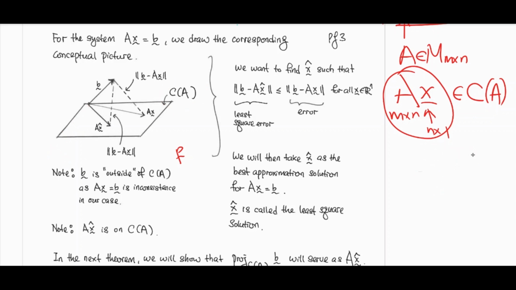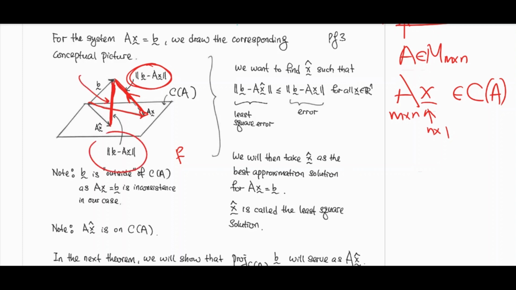Okay, now if you pick any generic X that is from Rn and look at this element right here, this is in the column space of A, so I draw it right here. And if you look at this vector, which is B minus AX, and if you look at this magnitude, the length, you will see that this length here is greater than or equal to this length right here. This length right here is b minus ax hat. Okay, there's a typo here. It's b minus ax hat.